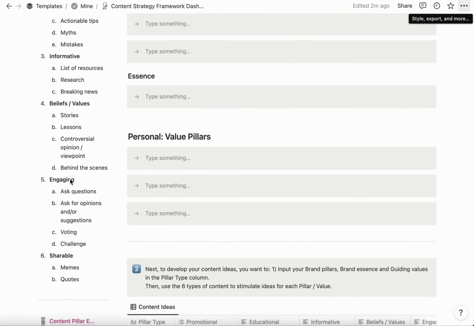And then we've got engaging content where we're asking questions, we're asking for opinions or suggestions, getting people to vote, creating challenges, basically things that get people to engage with our content. And then there's shareable content, which usually comes by way of memes and quotes. Really easy to digest, easy to read, and also easy to share.